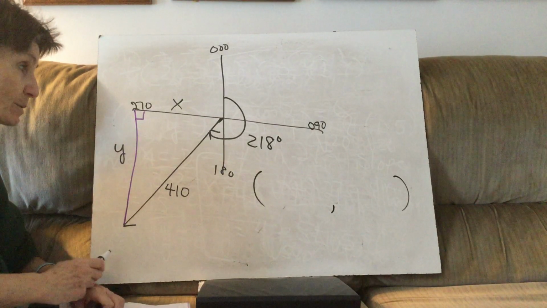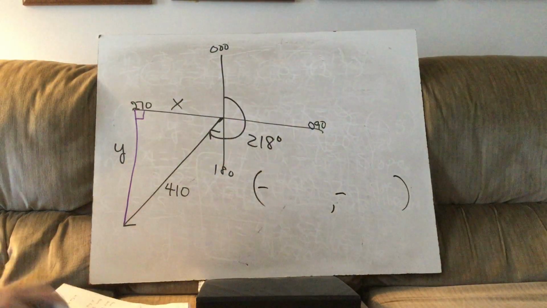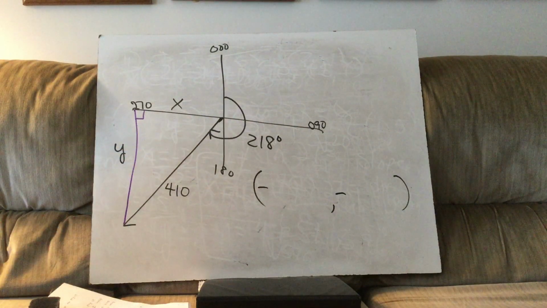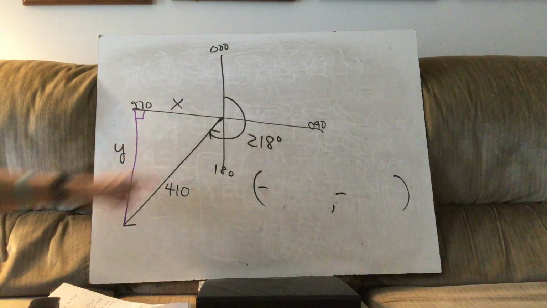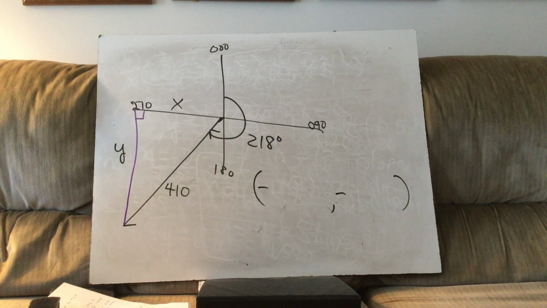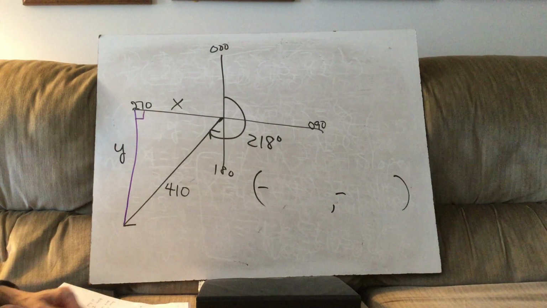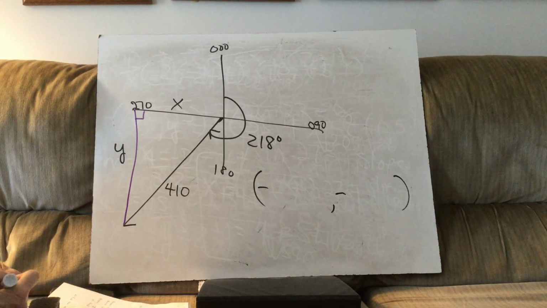You might also, while we're sitting here, notice that they're both going to be negative. Why are they negative? Well, you're in quadrant 3. That angle is in quadrant 3. So you're going left and down to draw this vector. You go left and down. So X and Y are both negative. In order to answer the question, we know what we're going to do. We're going to use cosine and sine.